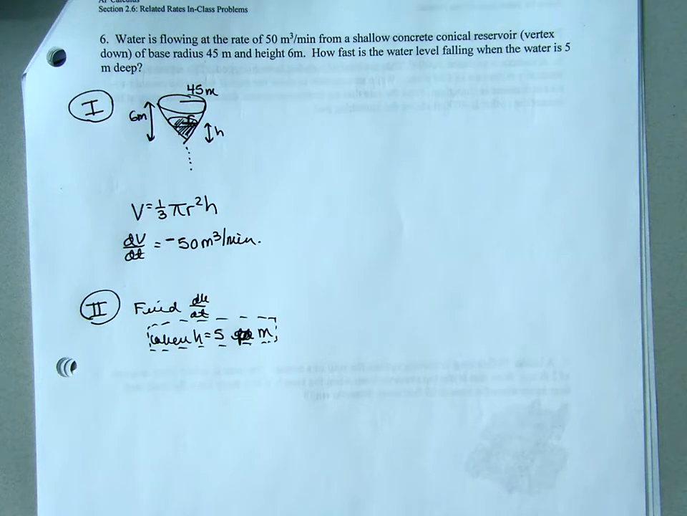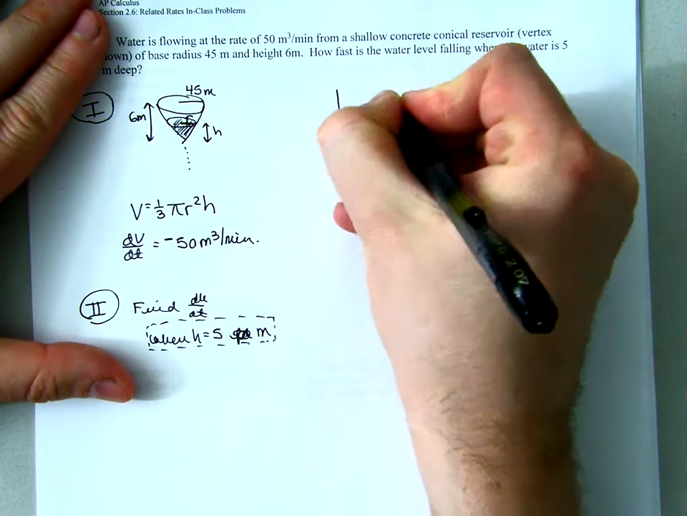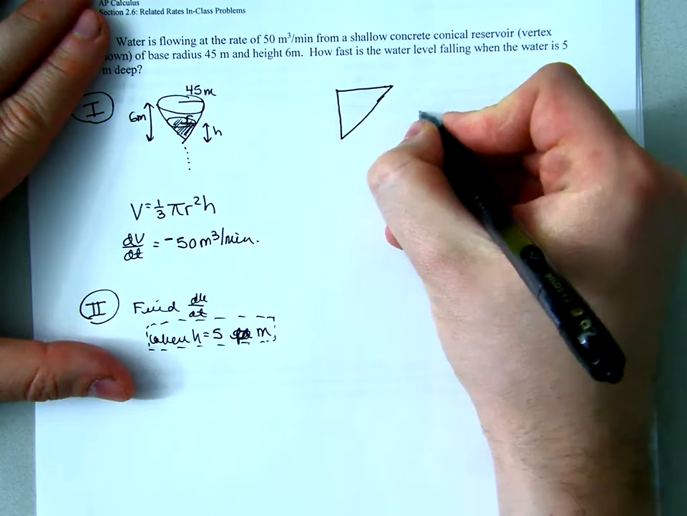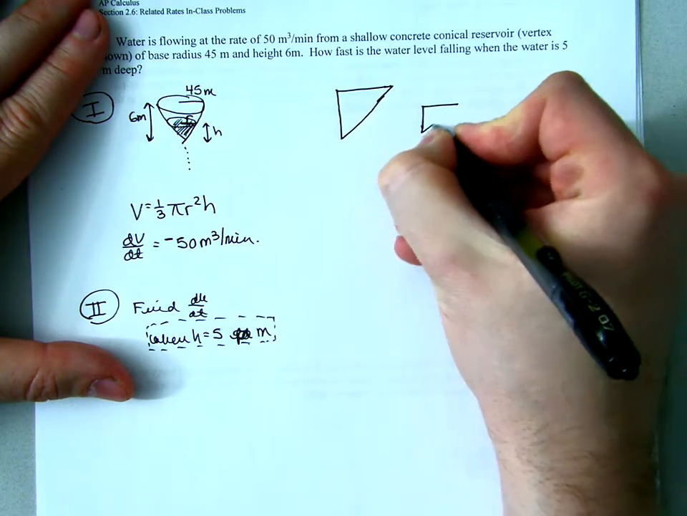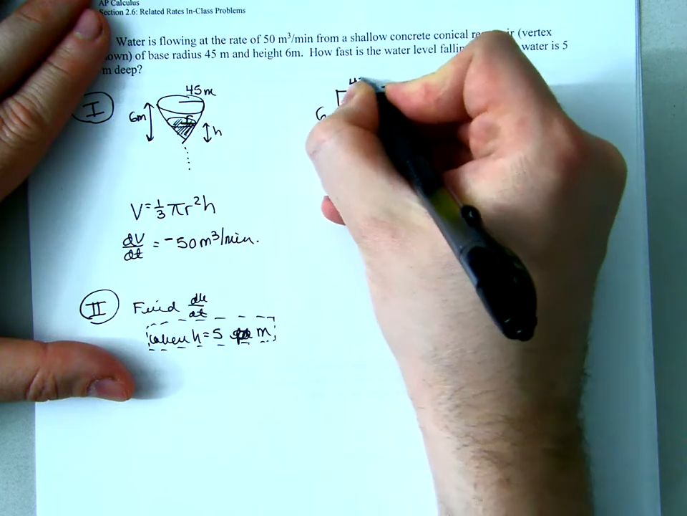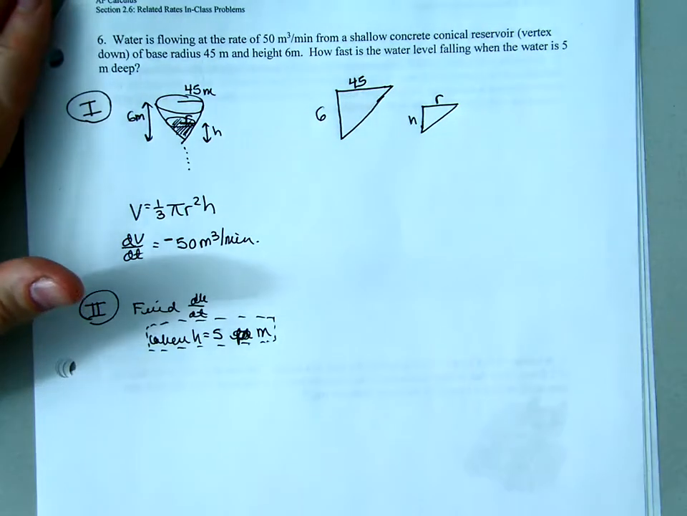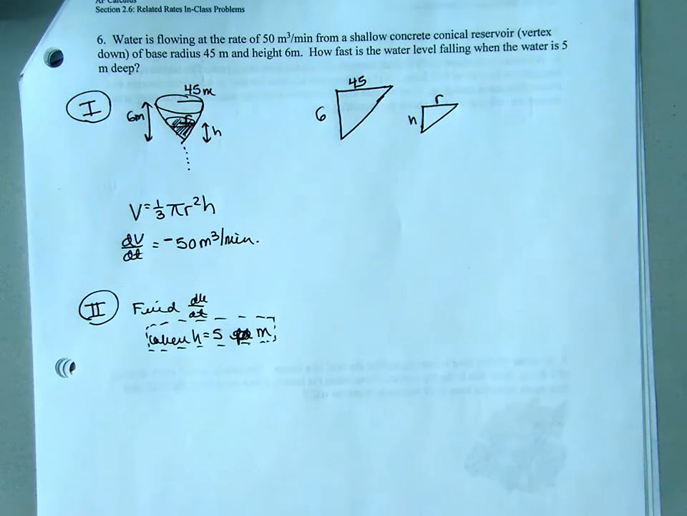Okay. Here's what we're going to do. Let me draw a little cross-section of what's going on here. I've got my container, and I have my water. For the container, the height is 6 meters. The radius is 45 meters. For the water, the height is h, the radius is r. Oh, something great from geometry is about to come back.